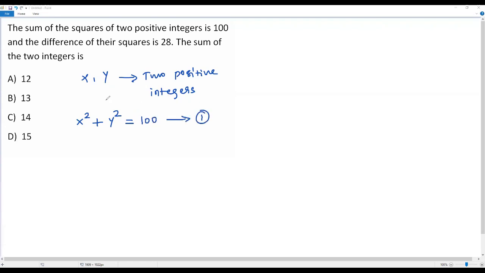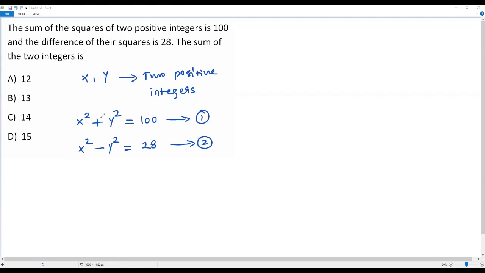Okay, now let's go over the second information. The difference of the squares is 28. That is, if I find the difference between x squared and y squared, it must be 28. Then I'm getting x squared minus y squared equals 28. I consider this equation number 2. Now my aim is to solve for x and y, because x and y represent two positive integers. So once I get the values of x and y, I have to add them to get the sum of the two positive integers. So now I have to solve the system of equations.